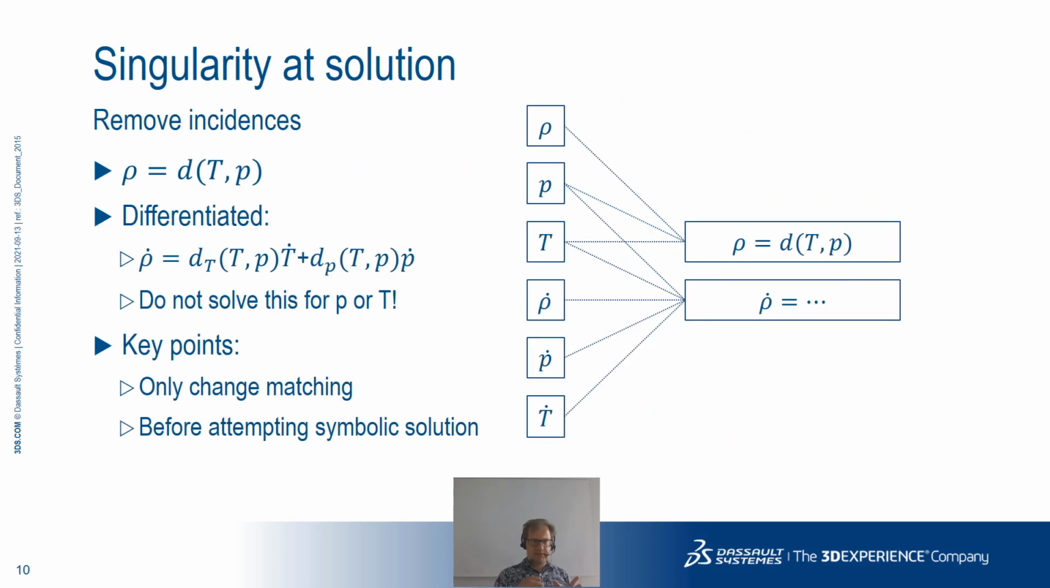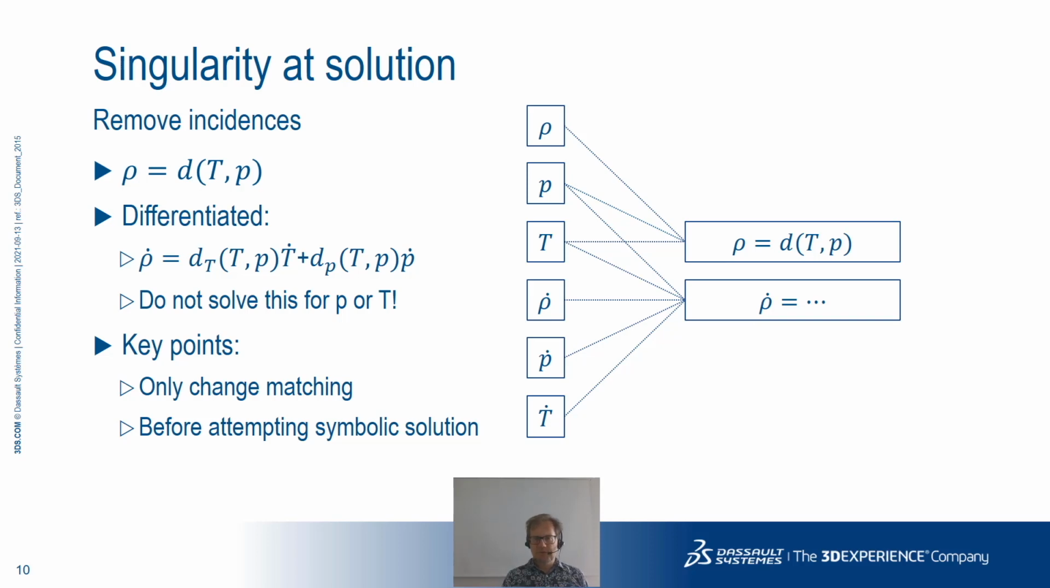And then the next issue is that it's not a structural singularity, it's just a singularity at the solution. So here we have a density as a function of temperature and pressure, and we have differentiated it. And then in this differentiated equation, there's also temperature and pressure. It's just that we shouldn't solve this equation for temperature or pressure because, in the steady state solution, the temperature and pressure will not influence this because it's multiplied with the temperature derivative, which should be 0.